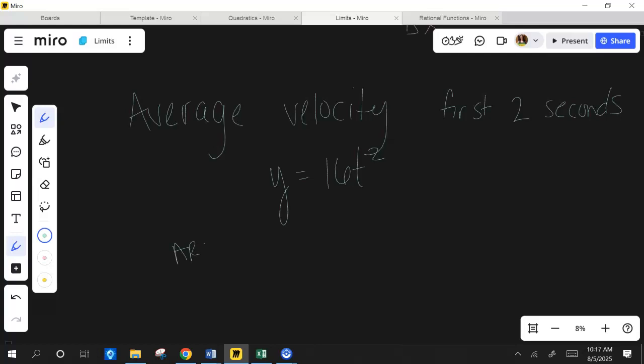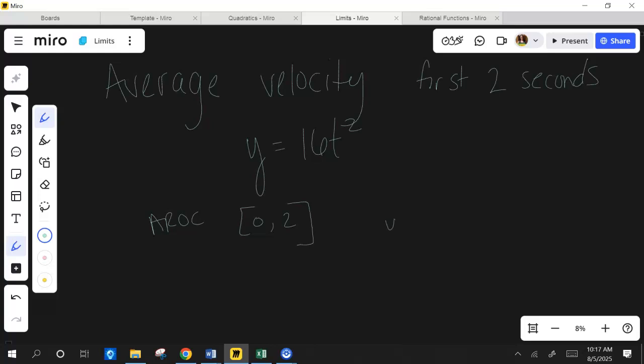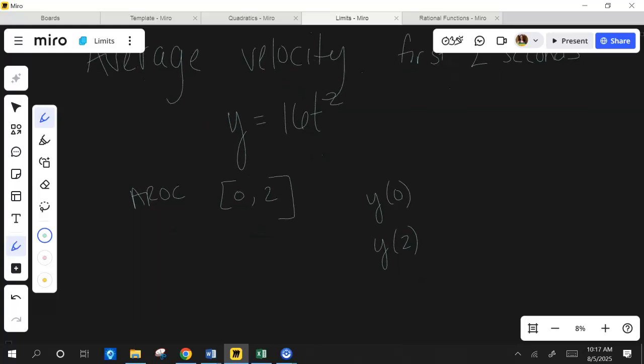So the Aroc for this one, I'm going on the interval from 0 to 2. So I'm going to find its position at time 0. Does that make sense if I write it that way? y of 0. And I'm going to find its position at time 2. I'm writing it this way for a specific reason, and I'll show you in a minute. So here I'm plugging in. 16 times 0 is, of course, 0. And here I've got 16 times 2 squared, which is 64. Everybody okay there so far?